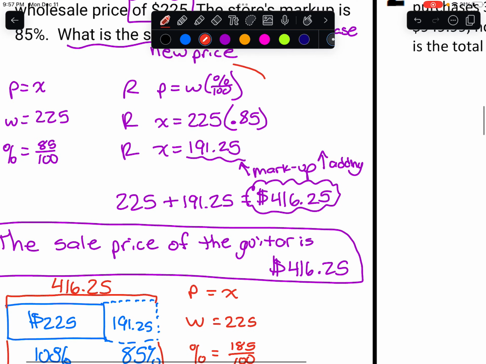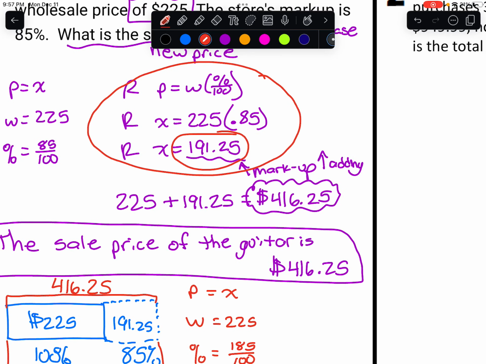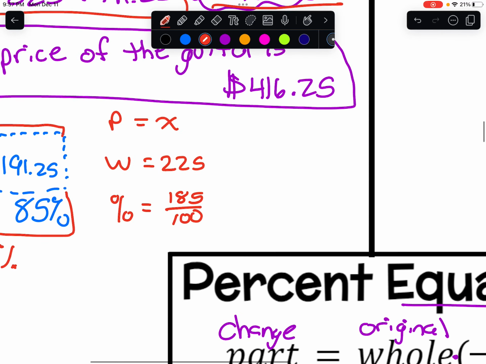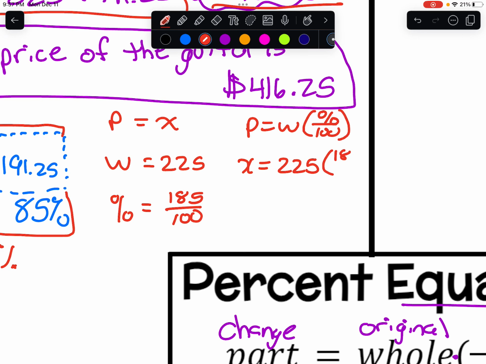Notice here we had to do all of this, get an answer, add it, get a final answer. Watch what happens here. Here, you get part equals whole times percent out of 100. Our part is still X, our whole is still 225, and our percent this time is 185 out of 100. Now when you put this in your calculators, look at the magic. Like, pause the video, put this in your calculator and see if you see the magic.